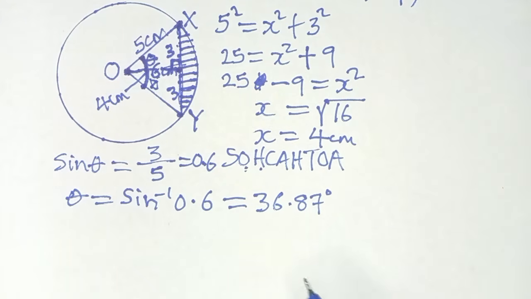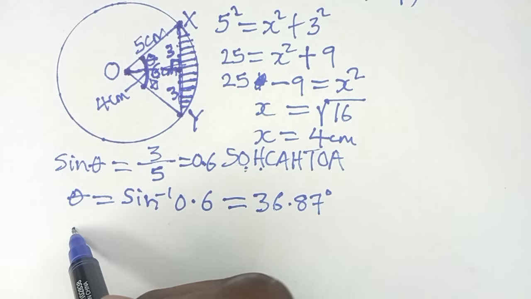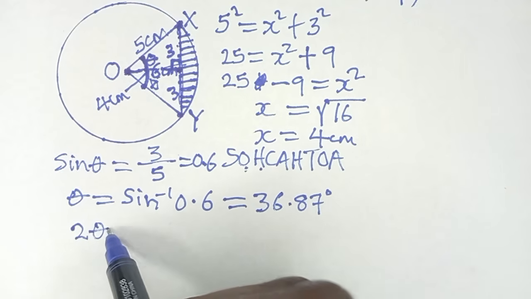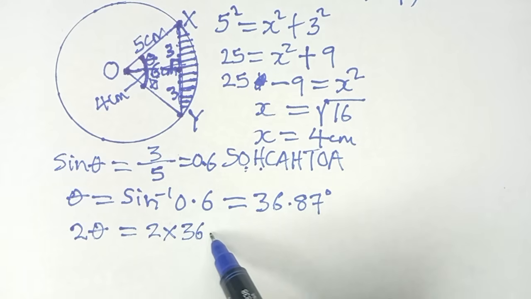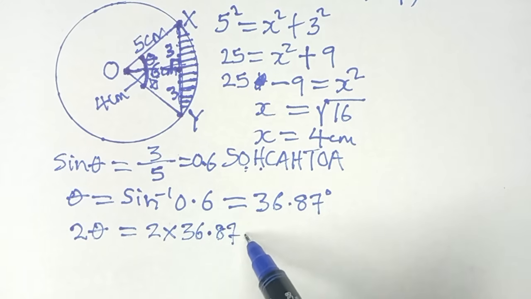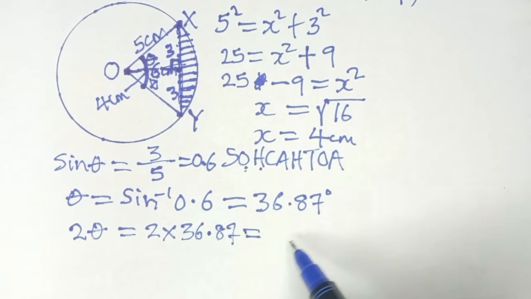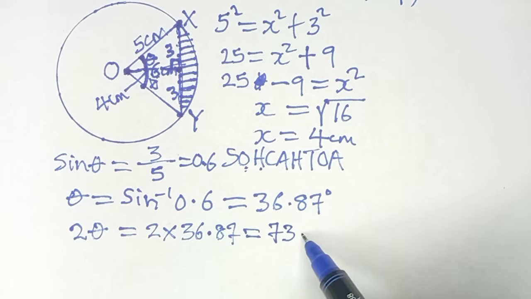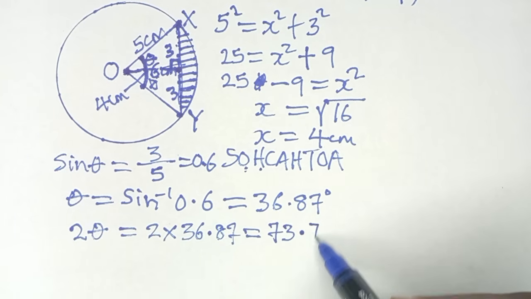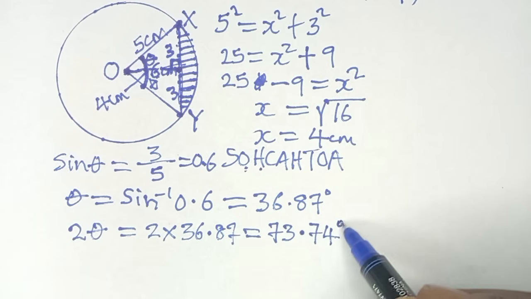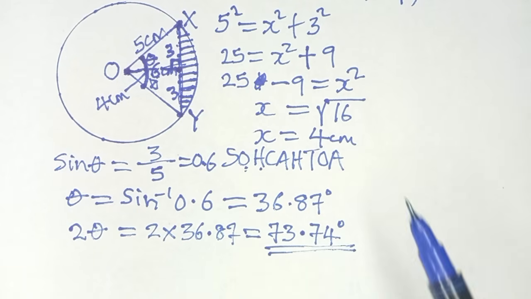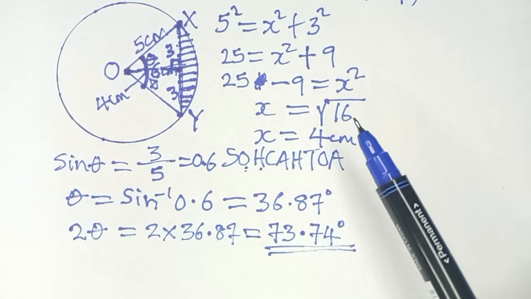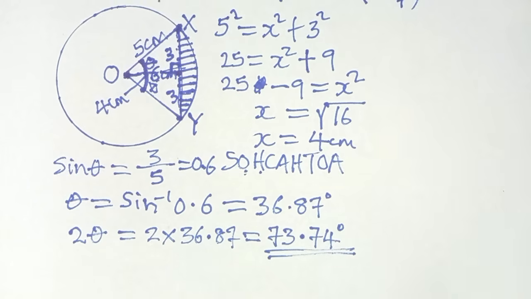So since we know theta as 36.87, it means the full angle at the center will be twice theta. And that will be 2 times 36.87, which is equal to 73.74 degrees. So this is the angle that the chord XY makes at the center of the circle.